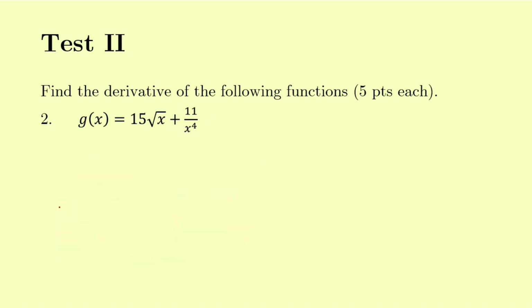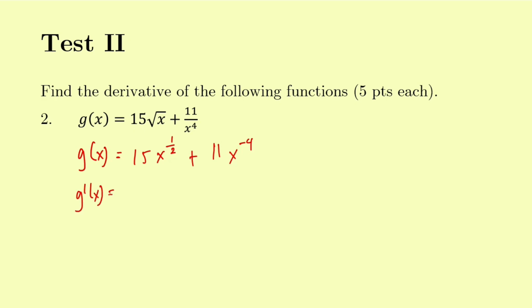Next, this function, 15 square root of x plus 11 over x to the 4th. We will express these as fractional exponents and negative exponents before we derive. So this is 15x raised to 1/2 because it is square root, plus 11 x raised to negative 4 because this is from the denominator.